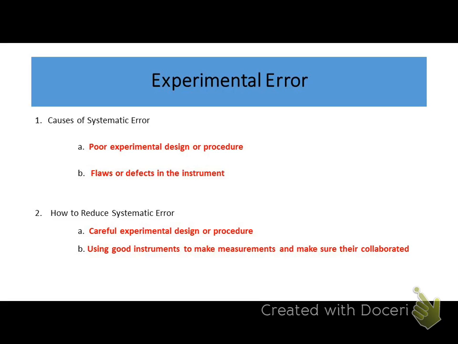How do we reduce systematic error so that we can get better accuracy? Well, by making careful experiments, designing them with a careful procedure, using really good instruments, the best instruments you possibly can, and making sure that those instruments have been calibrated correctly. If we do all of these things, we can reduce the error and get a better, more accurate result. And the more accurate your final result is, in other words, how close it is to the true value, the better your lab report score is going to be.